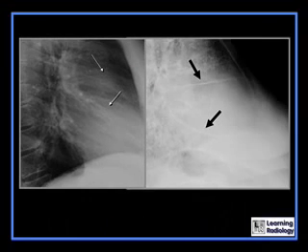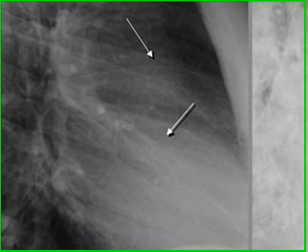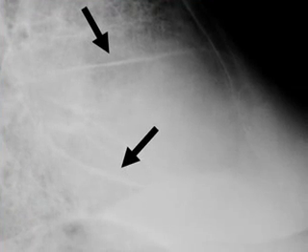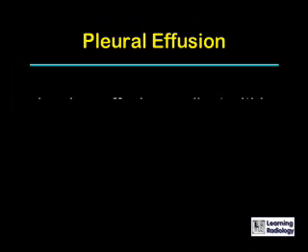And this is an example of the same individual before fluid accumulates in the fissures, where they are visible but very thin, and then after the fluid accumulates, where the fissures are much thicker.